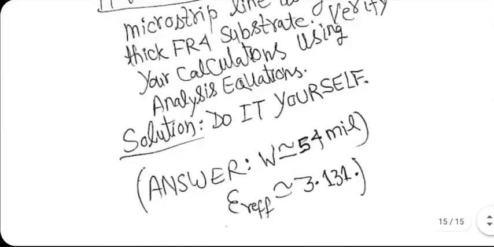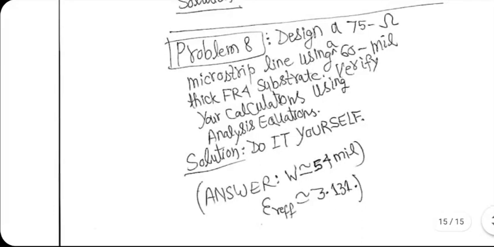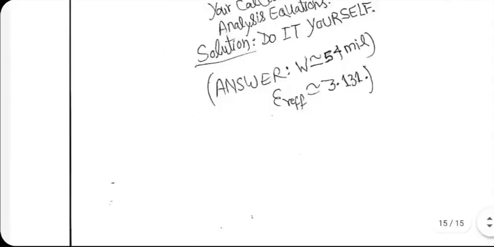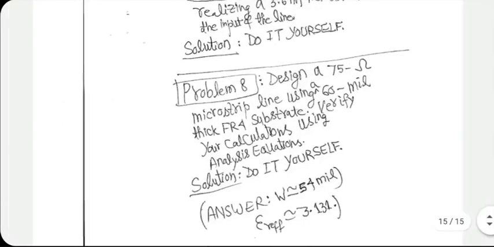The expected answer is 54 mil. And you can calculate epsilon R effective also for your design, because that will help you in calculating the various performance parameters if necessary. Please do this yourself. There is a large number of online tools available for carrying out these calculations.